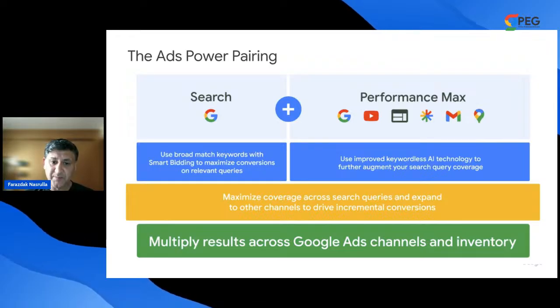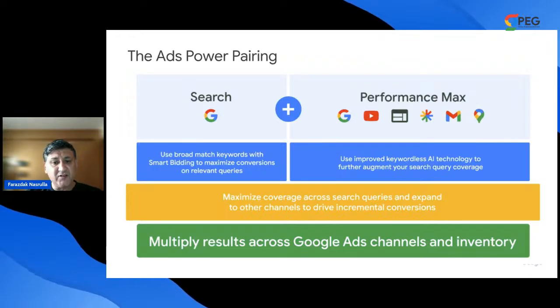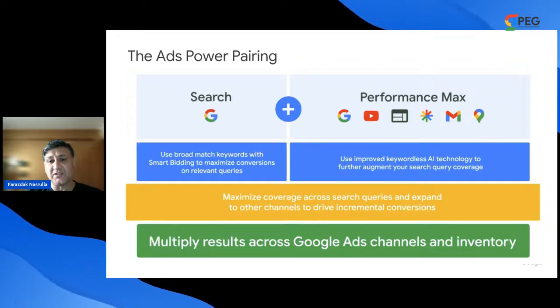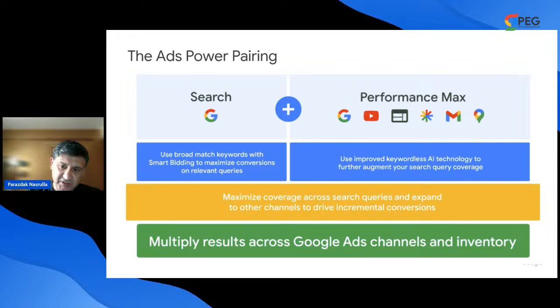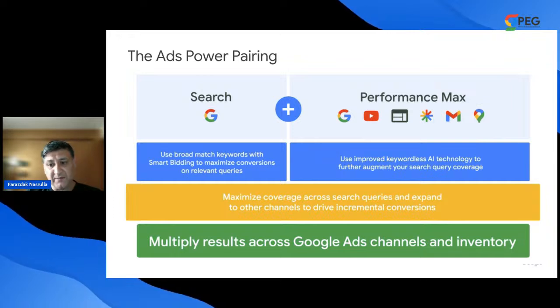Optimized performance. The combined power of Search and Performance Max allows you to continuously refine your campaigns and allocate budgets effectively to drive the best possible results. Net, the Power Pair offers a comprehensive and effective solution for businesses looking to maximize their digital marketing efforts.